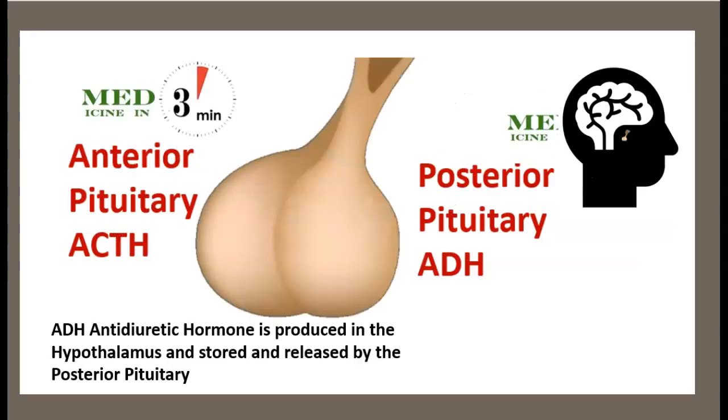Now, when we're talking about diabetes insipidus, it's going to involve the pituitary gland. The part of the pituitary gland involved is not the anterior pituitary ACTH. We're actually going to be dealing with the posterior pituitary ADH. As you can see, it's located right behind the nose at the bottom section of the brain, in this general location. The ADH, antidiuretic hormone, is produced in the hypothalamus and is stored and released by the posterior pituitary gland. So that's what we're going to be dealing with when it comes to diabetes insipidus.